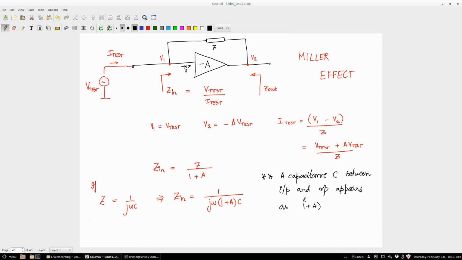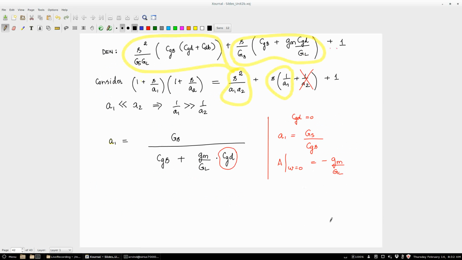So the conclusion is a capacitance between input and output appears as 1 plus A times C, looking from input. Okay. So this is a very important thing because you go back up here, right?